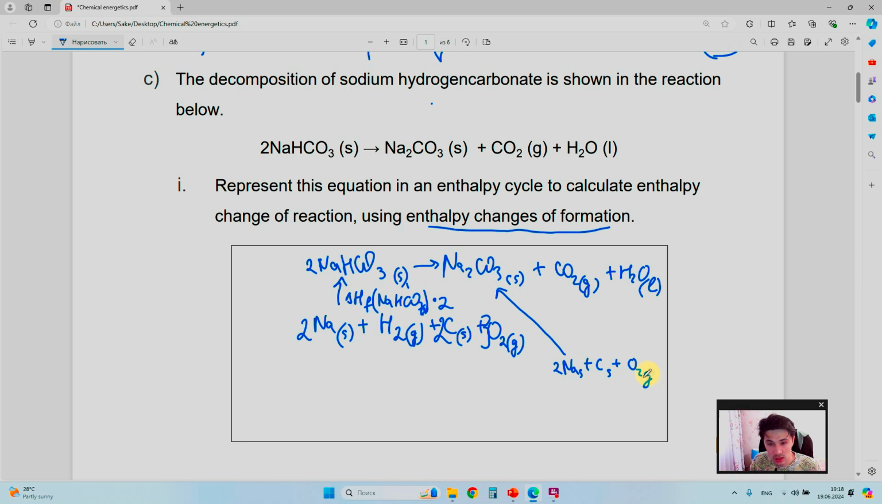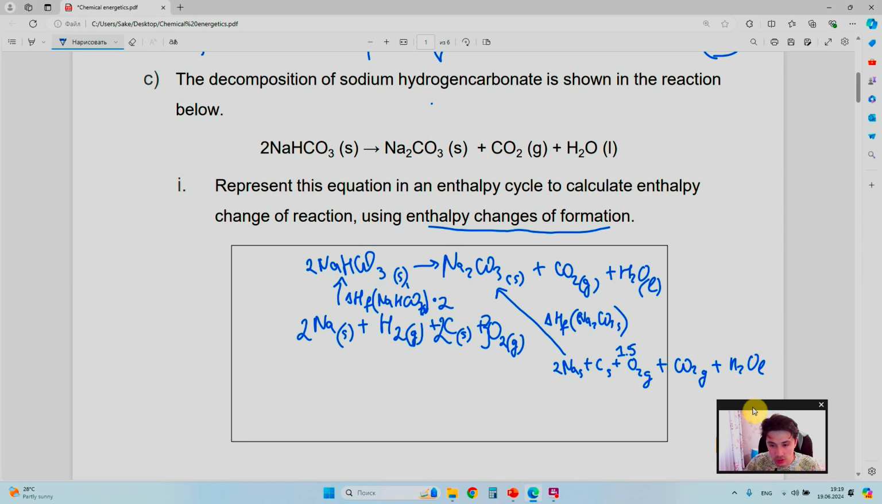So how to get 3 from 2 oxygens? We just need to multiply it by 1.5. If you multiply it by 2, you'll get 3. And then this is an enthalpy change of formation of sodium carbonate solid. Then just write what is left unused. So we're gonna continue this later, and water as well.